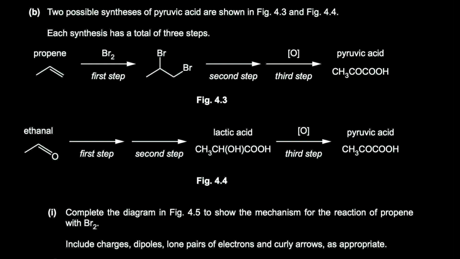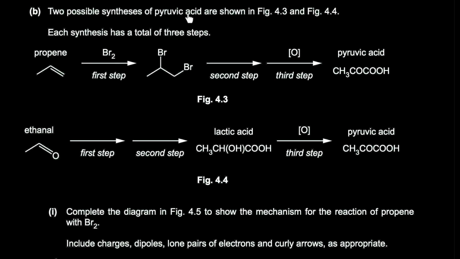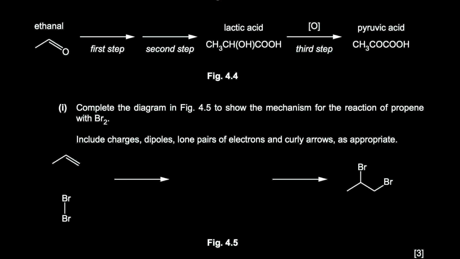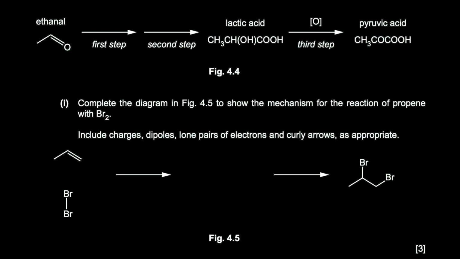Two possible syntheses of pyruvic acid are shown in figure 4.3 and figure 4.4. Complete the diagram in figure 4.5 to show the mechanism for the reaction of propene with bromine. So propene with bromine is an electrophilic addition reaction. We have to show the mechanism for the reaction between propene and bromine. So here again, you should show the partial charges on the bromine. We have Br delta plus, Br delta minus. This dipole is induced.